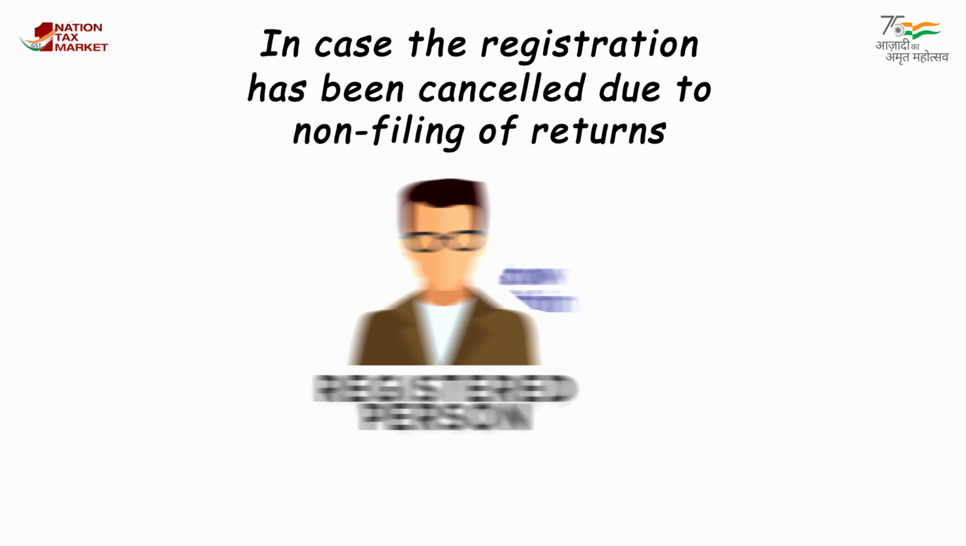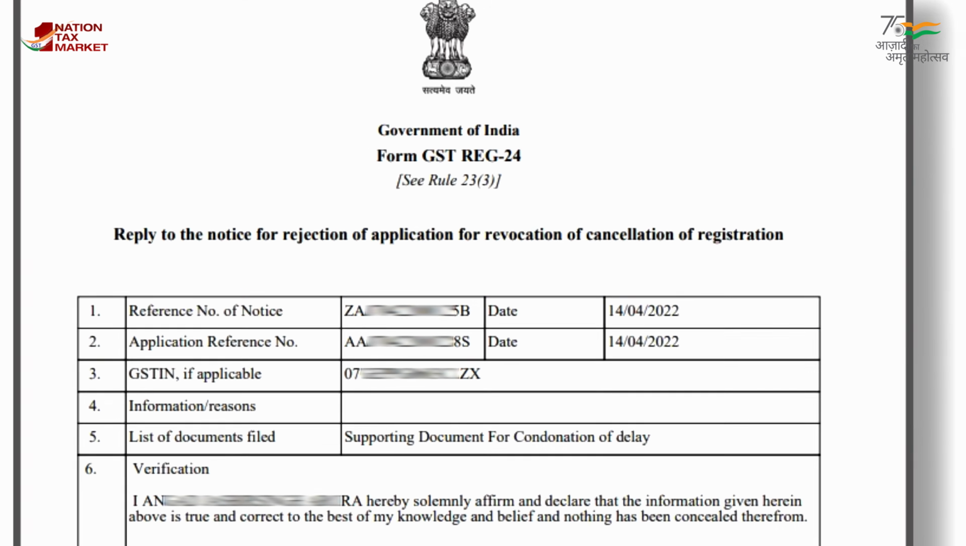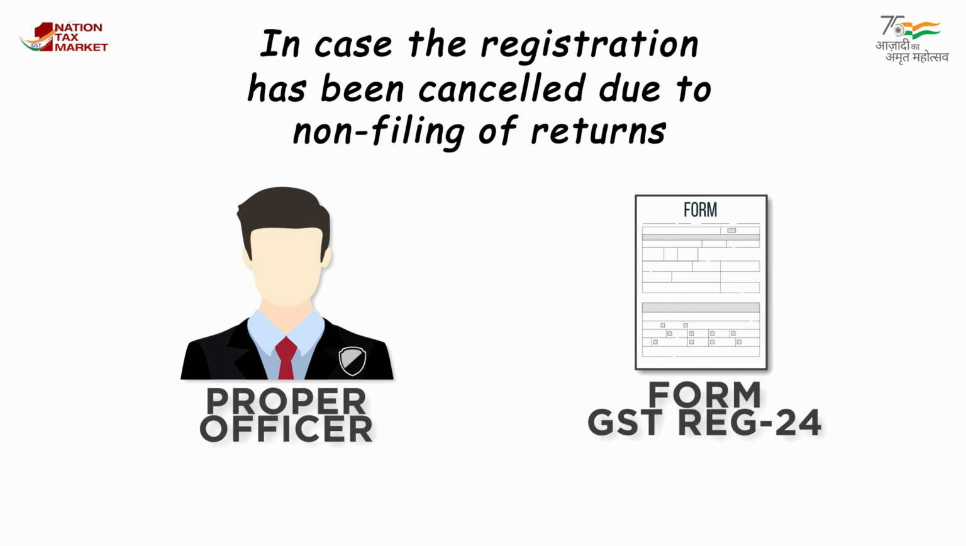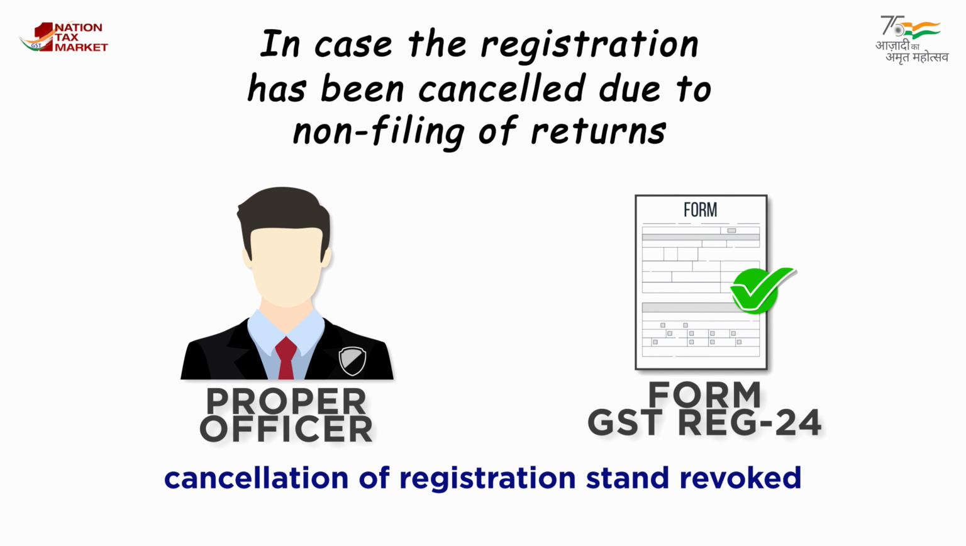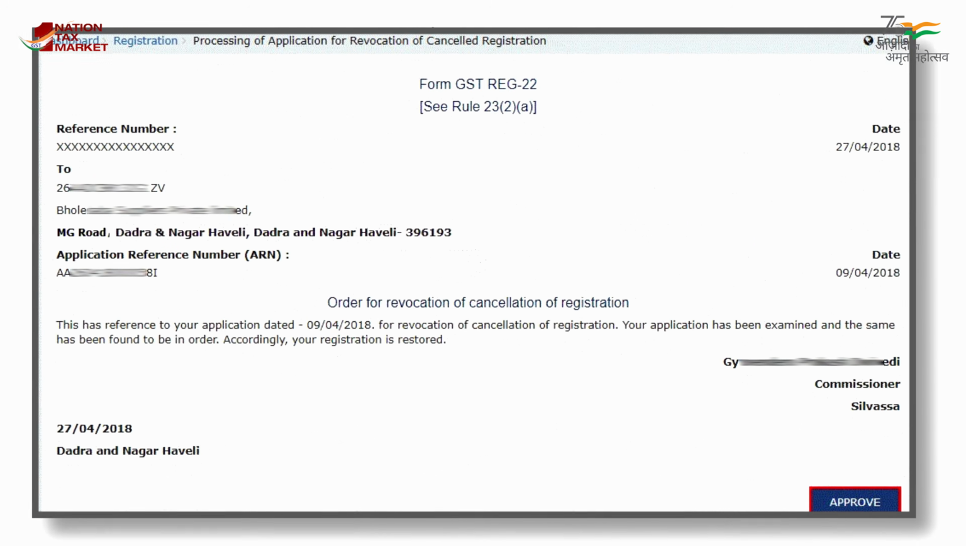The applicant should reply to the show cause notice in Form GST Reg 24 within a period of 7 working days from the date of service of show cause notice. If the proper officer is satisfied with the reply, the cancellation of registration will stand revoked via order in Form GST Reg 22.